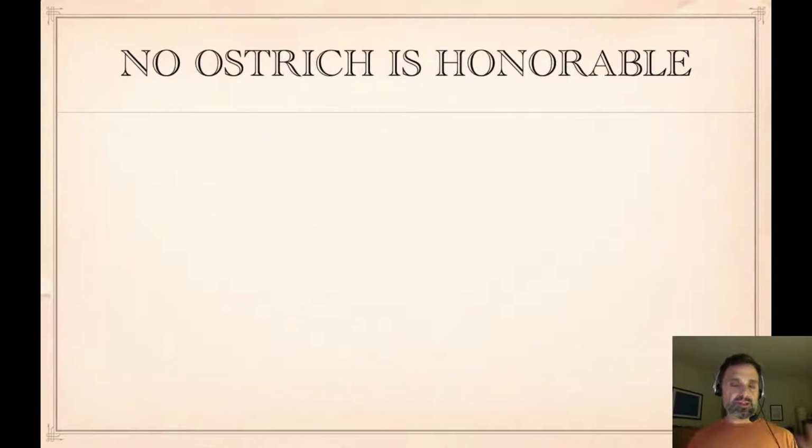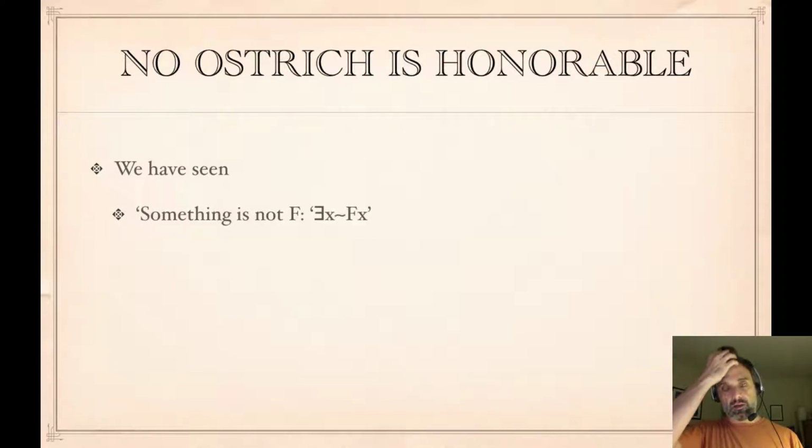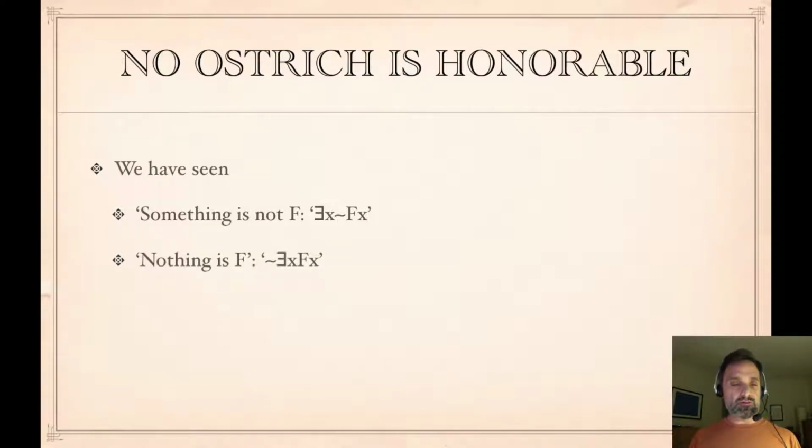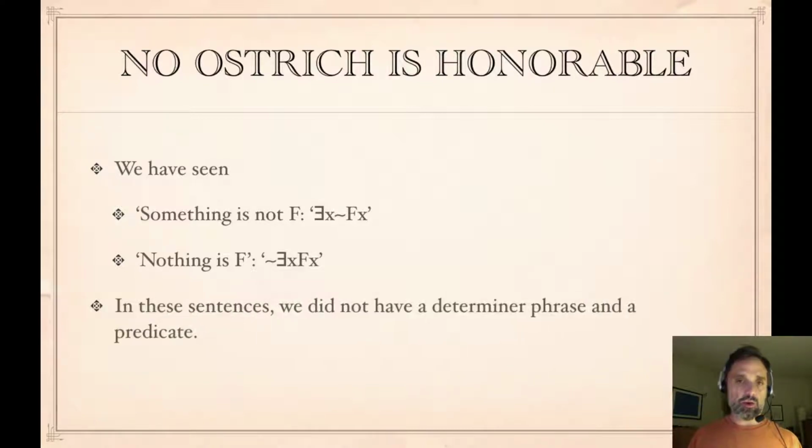So let's consider then a more complicated sentence like no ostrich is honorable. So we know how to symbolize something. If we wanted to say something is not F, we could say some x not Fx. We just saw that. And if we wanted to symbolize nothing is F, that's not some x Fx. So what about no ostrich is honorable? Well, in those previous sentences, we didn't have a determiner phrase and a predicate. We have something, but you can think of something and nothing as determiner phrases.